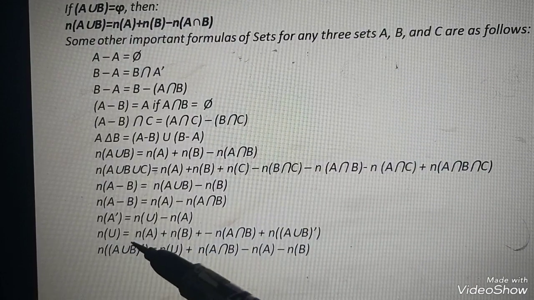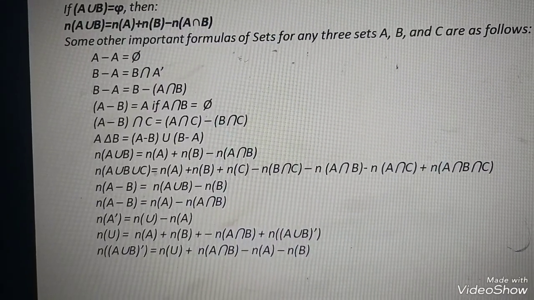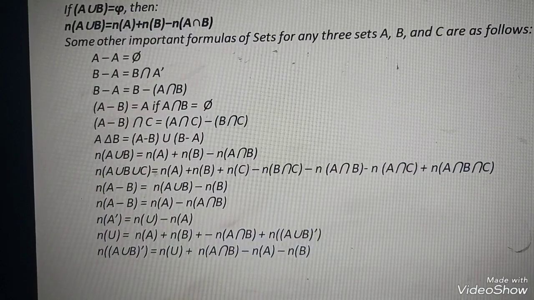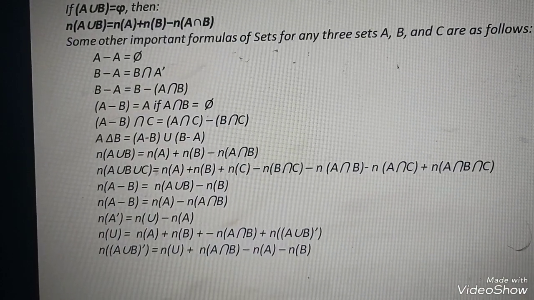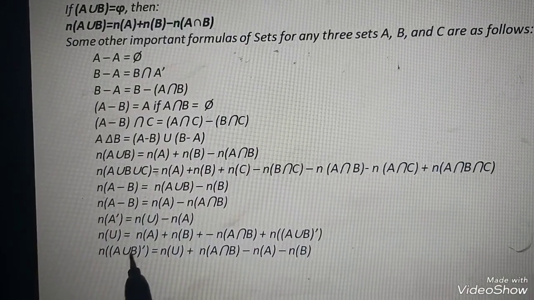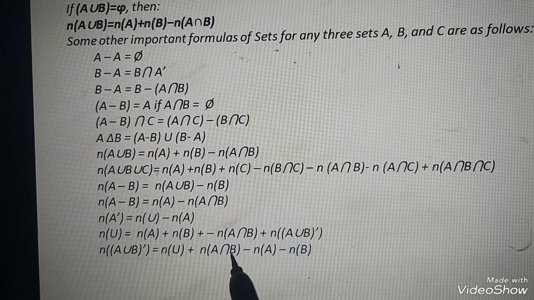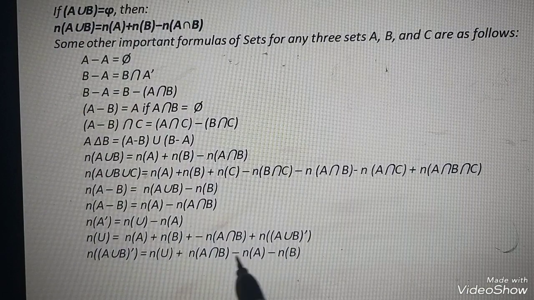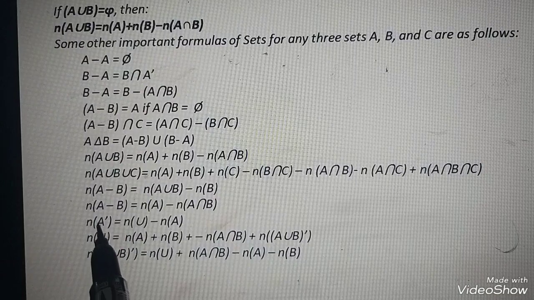Like that, n of U is equal to n of A plus n of B minus n of A intersection B plus n of (A union B) complement. Next, n of (A union B) complement is equal to n of the universal set plus n of A intersection B minus n of A minus n of B. If complement is given, we have to use this formula, and the same is applied for B, C.